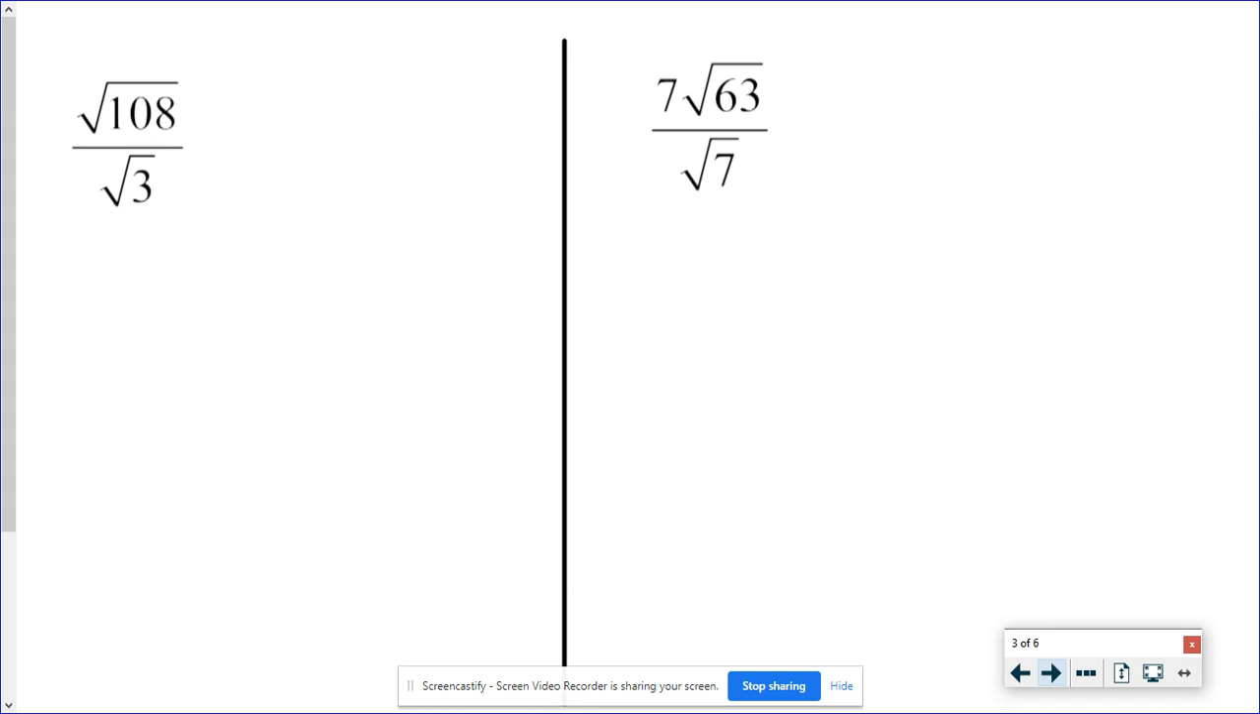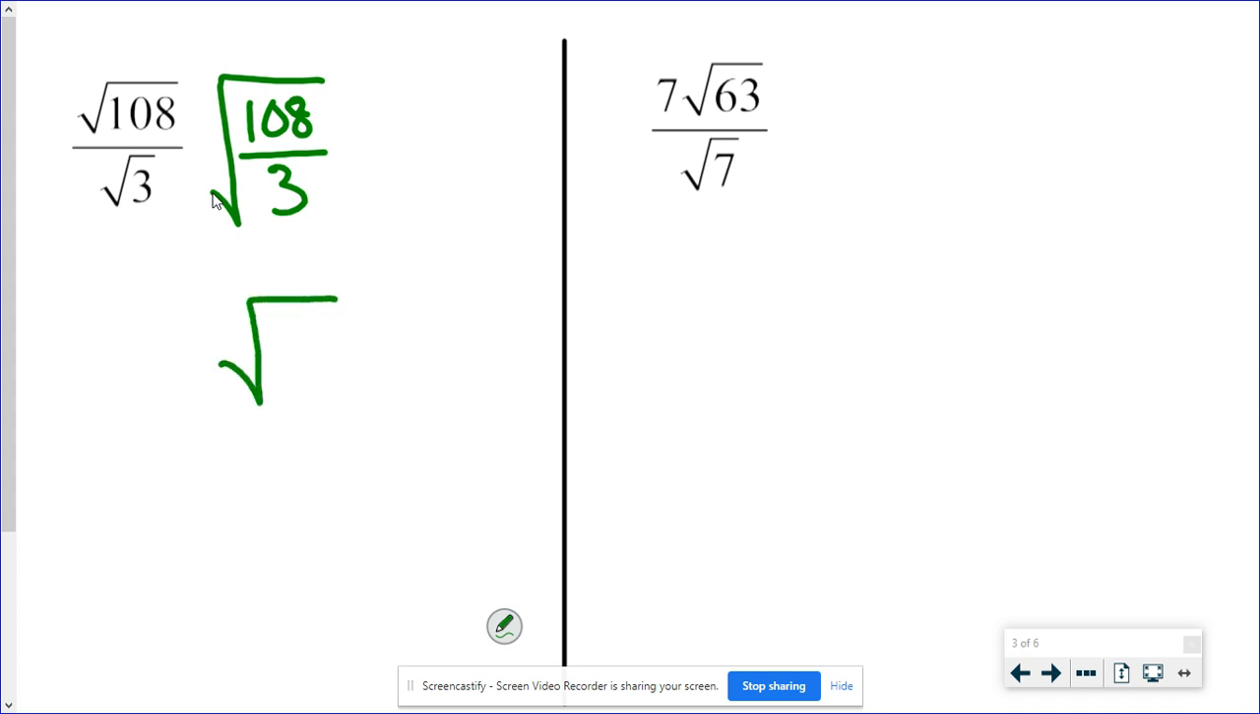Now, 108, 3, neither one of those are perfect squares. So I do need to find a way to simplify this. I can make this one big fraction. That's supposed to be a 108. Because they're both in radicals, I could just put the whole thing into one big radical. Now, 108 is divisible by 3. I can just simplify that number inside the radical. Didn't get rid of the radical yet. 108 divided by 3, that's just 36. And the square root of 36 is just 6. Be careful, it's not the square root of 6, it's just a regular 6, because 6 times 6 is 36.